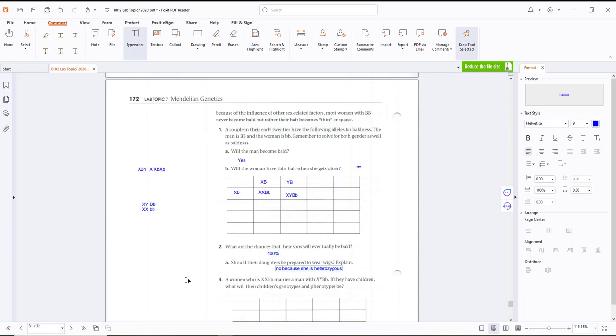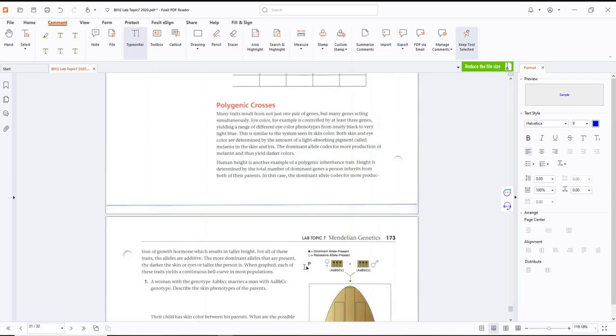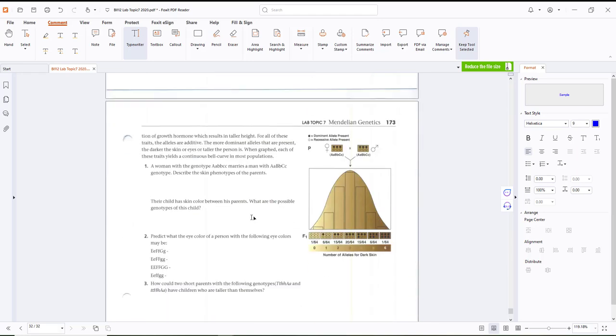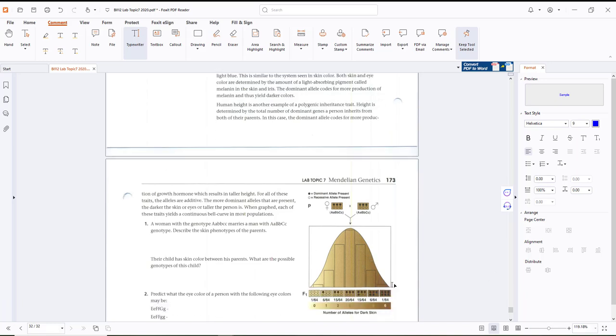Number 3, you're going to answer on your own, all right? And then I think this is the last, right? Yes. And then the last part, polygenic crosses. So with polygenic crosses, many traits result from many genes, okay, coding for one trait. So for example, we have our skin color. So you can see here, this is just an example. You know, we have multiple genes. In this case, it's showing like 6 different genes coding for one single trait.